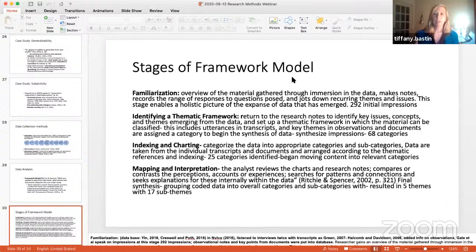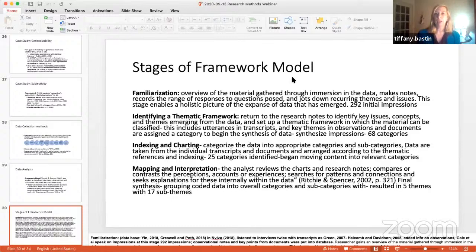And I knew that that would be a great start, and that I would next start moving the data into those categories. So when you go to indexing and charting, you take everything that you've gathered and you start putting it or fitting it into those categories that are in your framework. And as I did that, I started to realize some of those categories could actually go together. And I collapsed a number of categories into bigger categories, and I ended up with 25 particular categories.